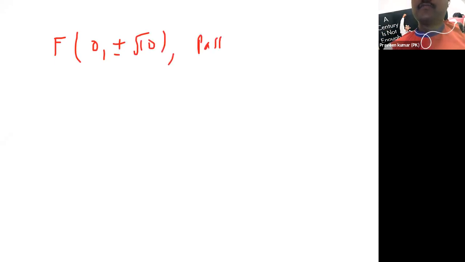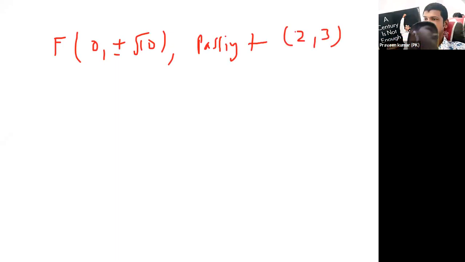Next, foci (0, plus or minus root 10), passing through (2, 3), my dear students. Passing through (2, 3). How to solve this?